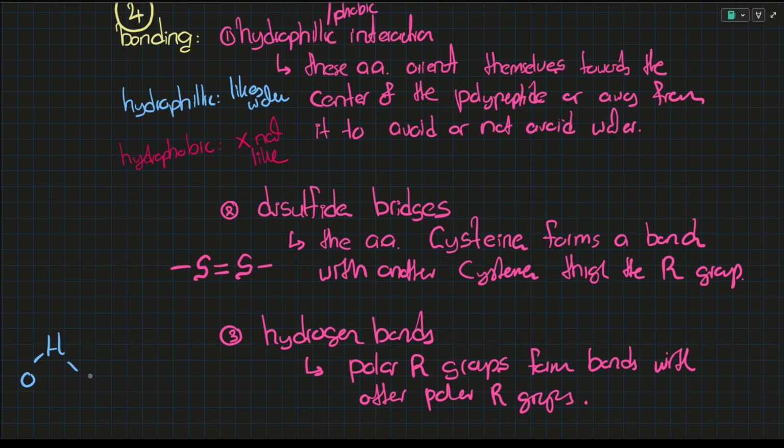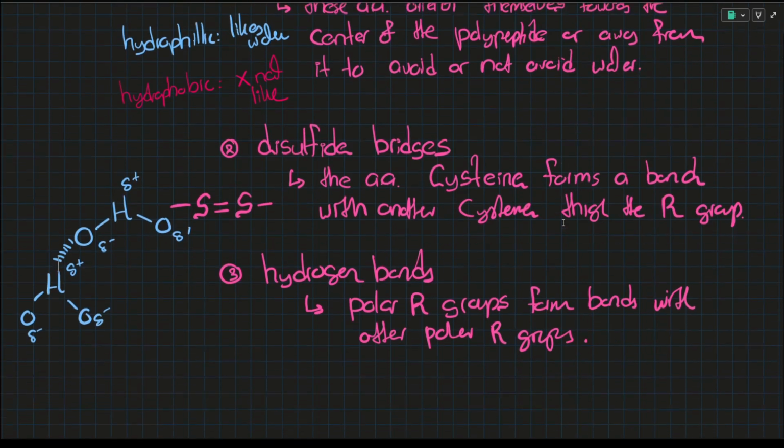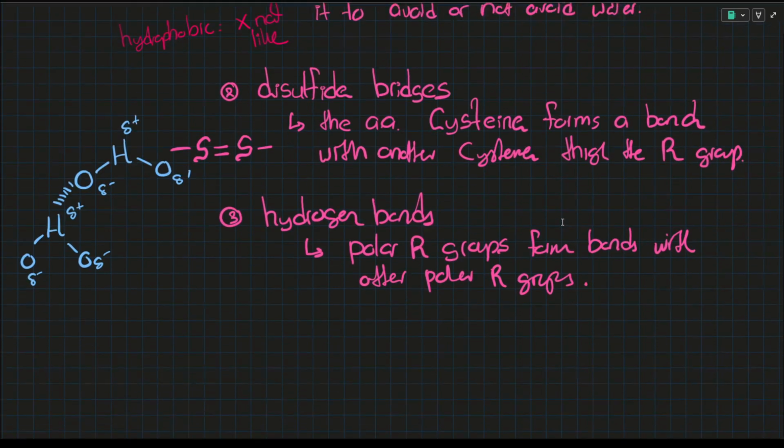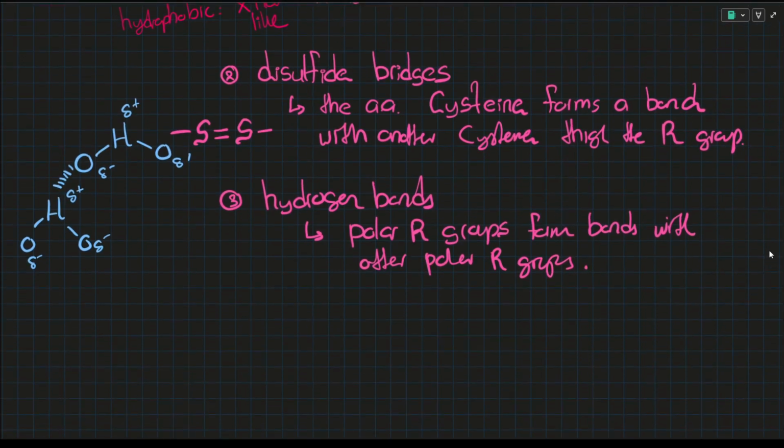For example, if we have water like this, water is going to be delta positive and delta negative, like so. So there's going to be this interaction between positive and negative. It's a very vague representation, but that's basically the idea of a hydrogen bond. Polar groups are going to form bonds with other polar groups.